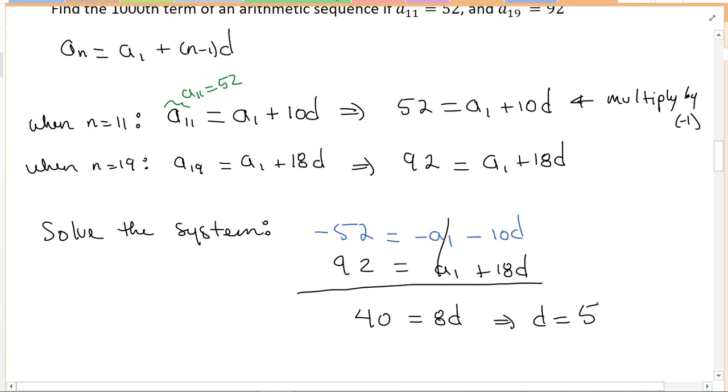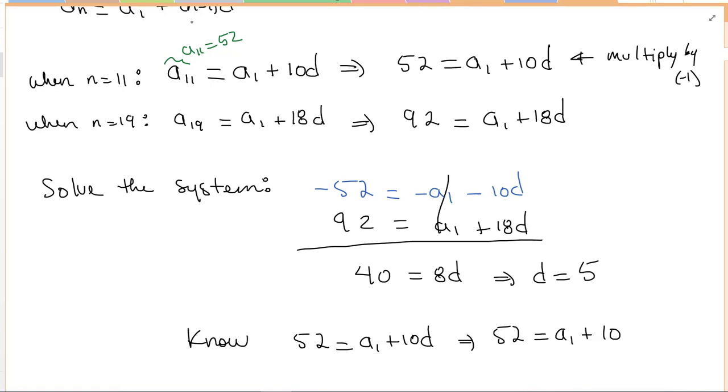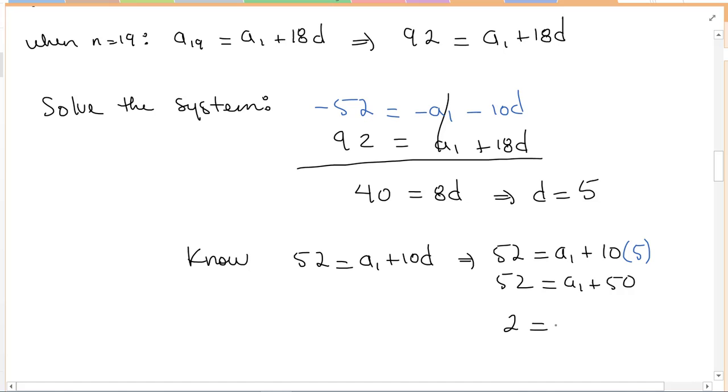So we have our common difference. Now all we need to do is find A1. We can go to any of these two up here, so I'm going to go to the first one. From equation 1, we know that 52 equals A1 plus 10D. We just found D to be 5. So 52 equals A1 plus 10 times 5, the common difference. So can we get A1? 52 equals A1 plus 50. Yep, subtract 50 from both sides. So 2 is equal to A1.